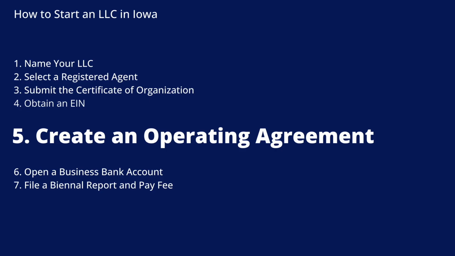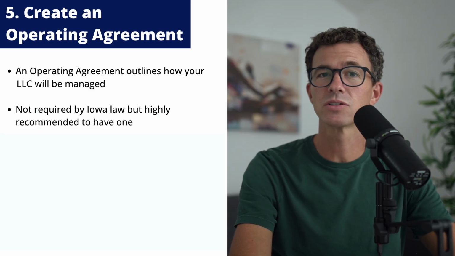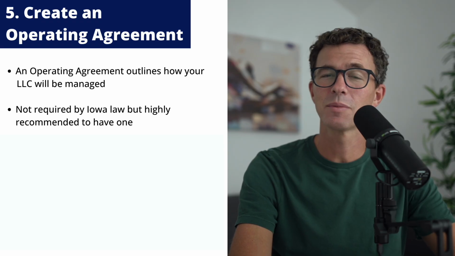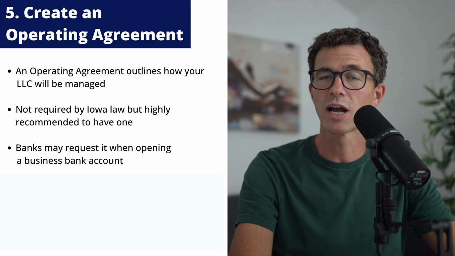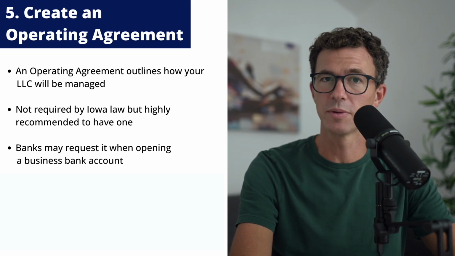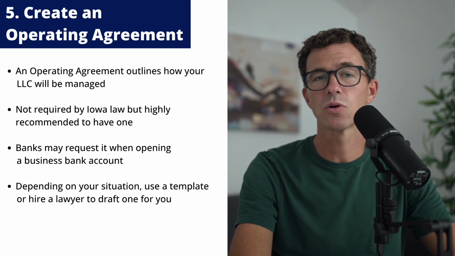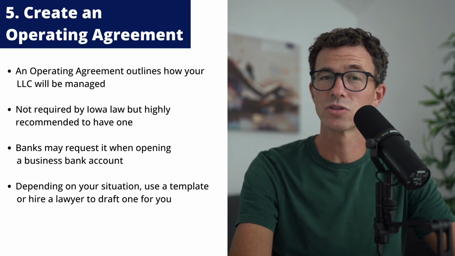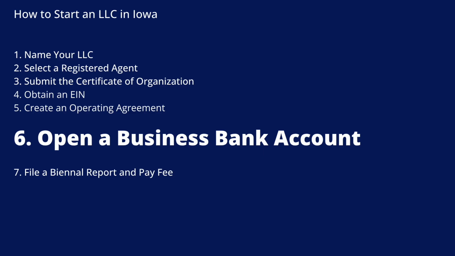Step 5, create an operating agreement. This document will state how your LLC will be managed. Iowa law doesn't require you to have one, but I recommend creating one even if you're the only member of your LLC. Banks may also ask for a copy of your operating agreement when you go to open a business bank account. If you have a more complicated situation with many business partners or investors, you may want to work with a lawyer to draft the operating agreement. But in most cases, especially if it's just you, you can use one of Northwest Registered Agent's free operating agreement templates from this page.